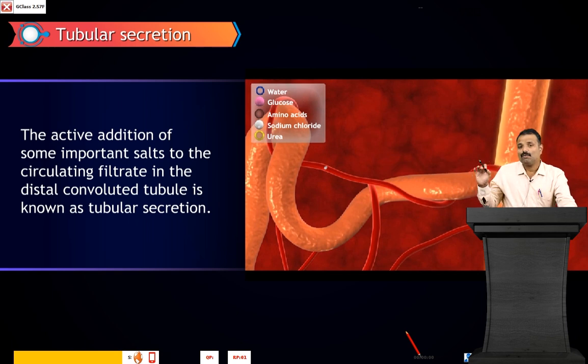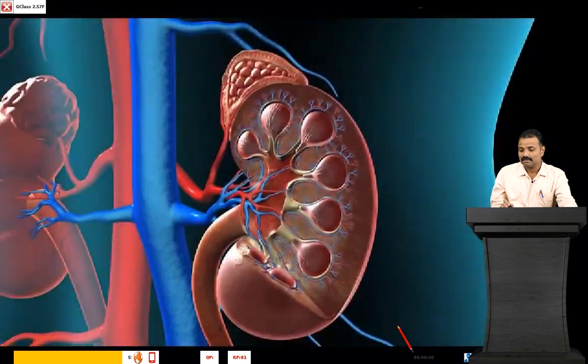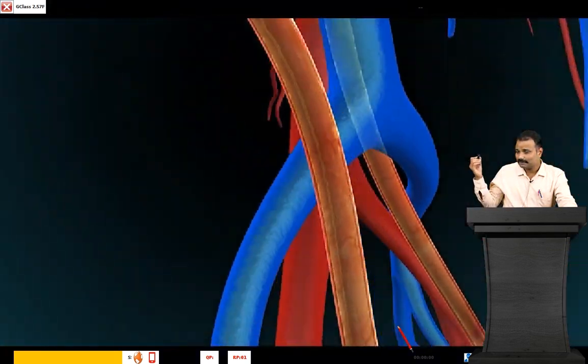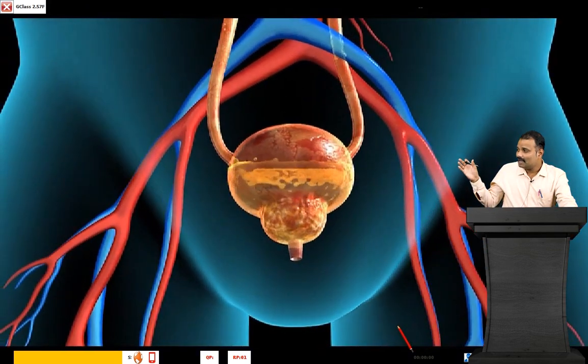secretion. Now once everything is added to the distal convoluted tubule, it becomes urine, and this further leads to the collecting duct, and from the collecting duct it reaches the ureters and finally the urinary bladder, and from the bladder it is released through the urethra. Clear, students? So this is how urine formation happens in the human body. Thank you.